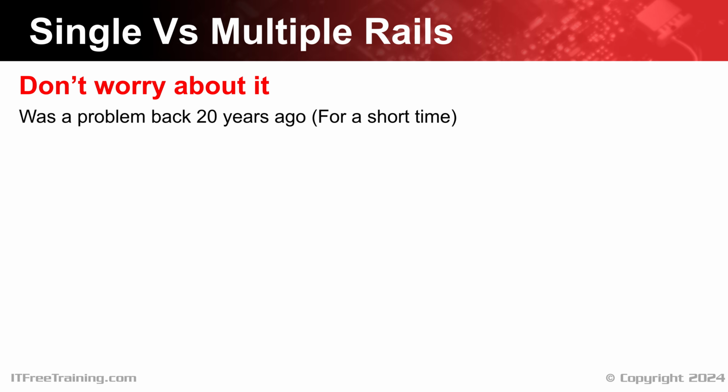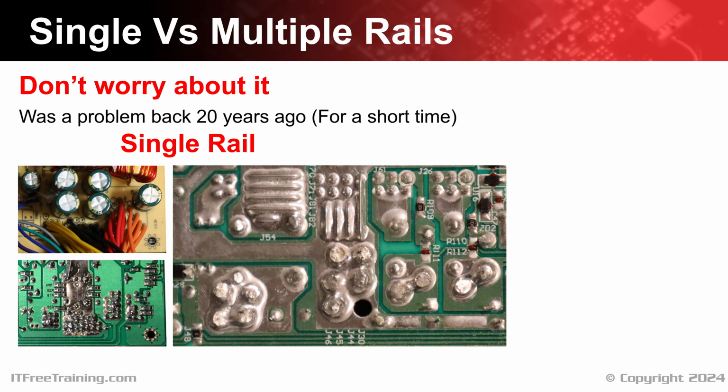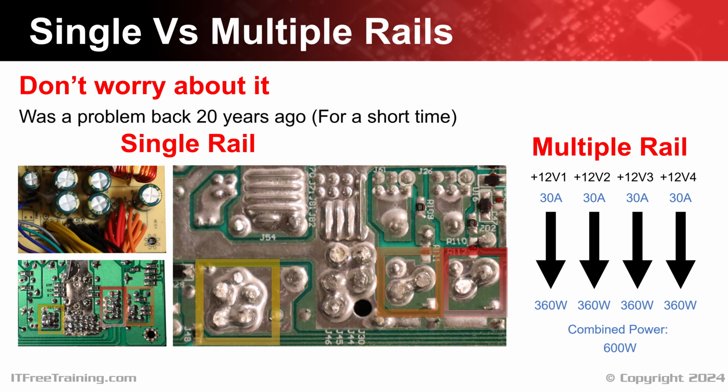To understand why, consider that with a single rail power supply, all the voltages are combined together. You can see in this power supply that the voltage wires are soldered together on the circuit board. Multiple rail is when the same voltage rate is divided up into separate rails. Each of these individual rails will generally have a lower maximum current. The total power supplied by all the rails will still be the same.